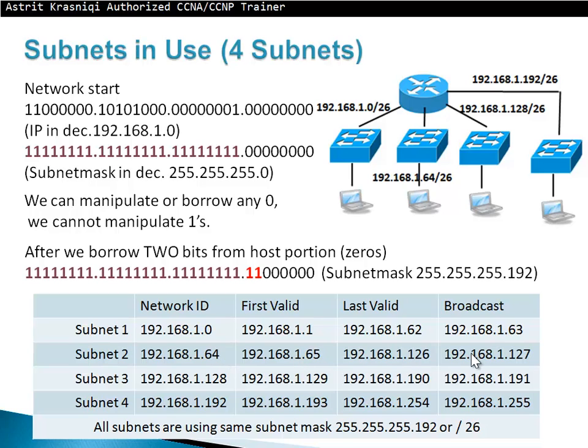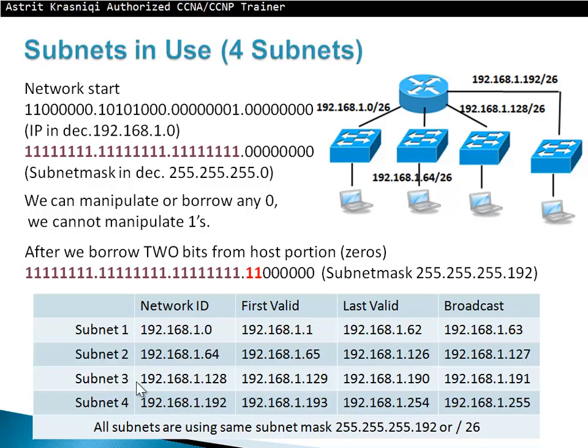So it's the subnet ID for subnet 2 plus 1. Now the last valid and broadcast are easier to find once you know the next subnet ID. So 64 plus whatever that bit represents, another 64. 64 and 64 is 128. So subnet 2 broadcast address is subnet 3 network ID minus 1. So 192.168.1.127. And then last valid is 126.